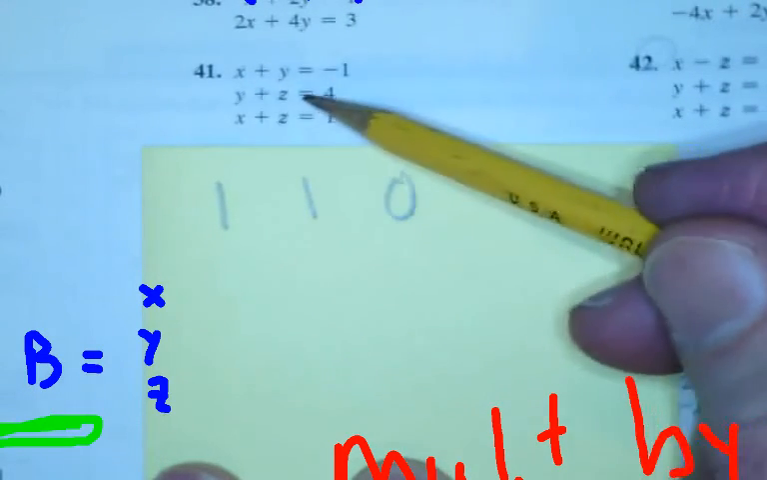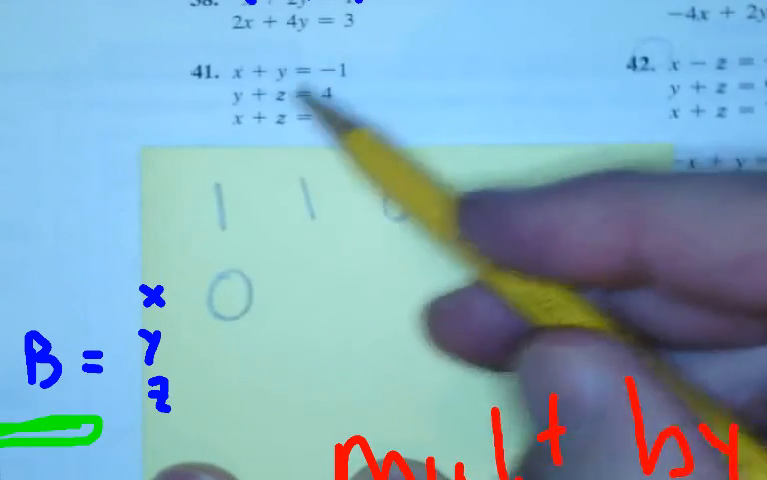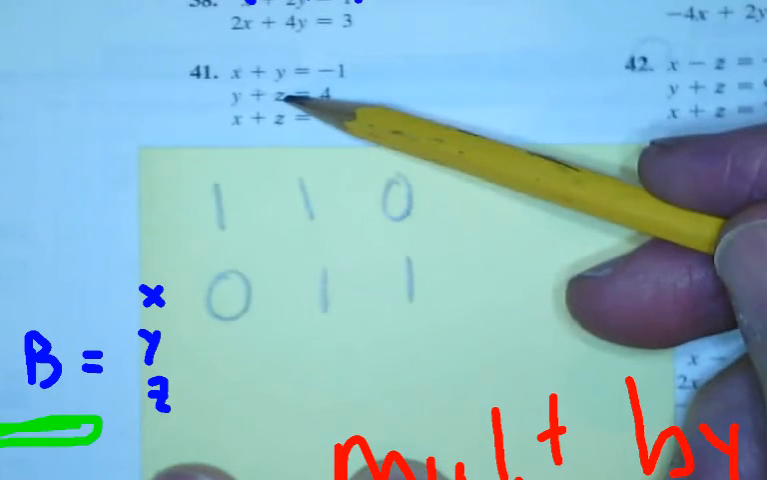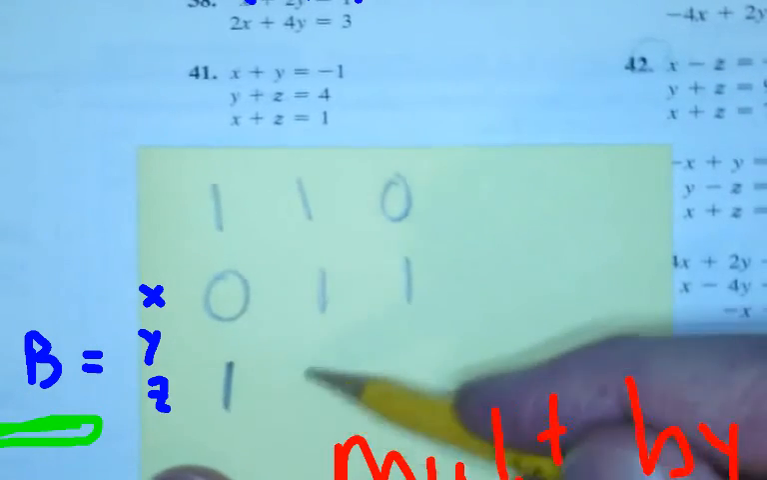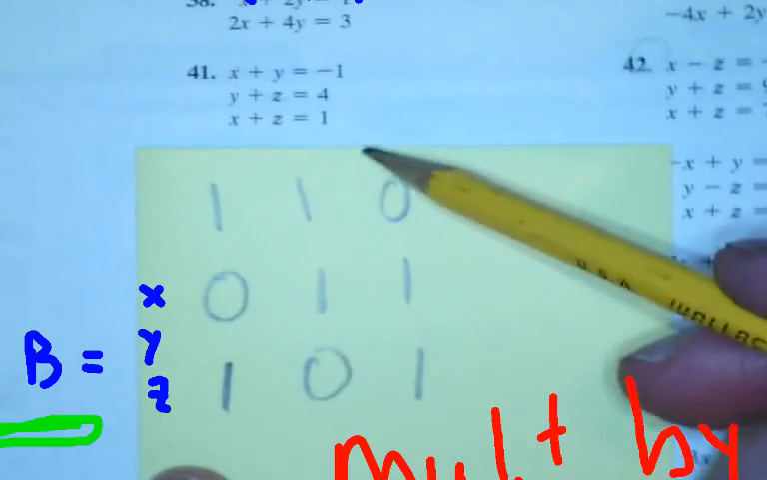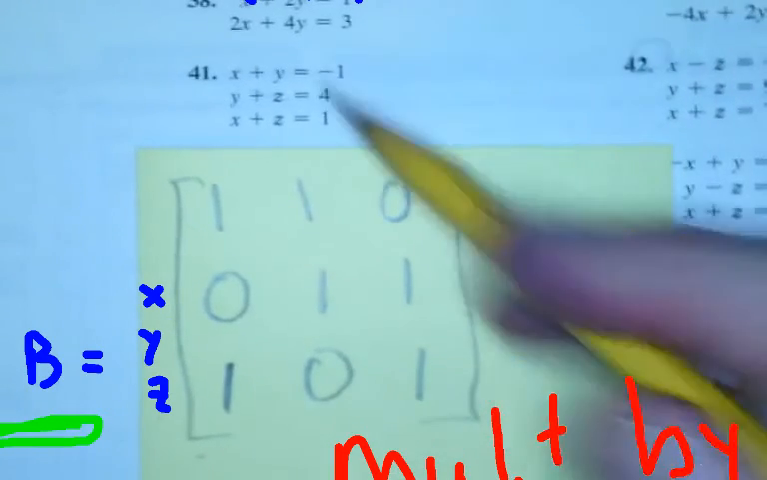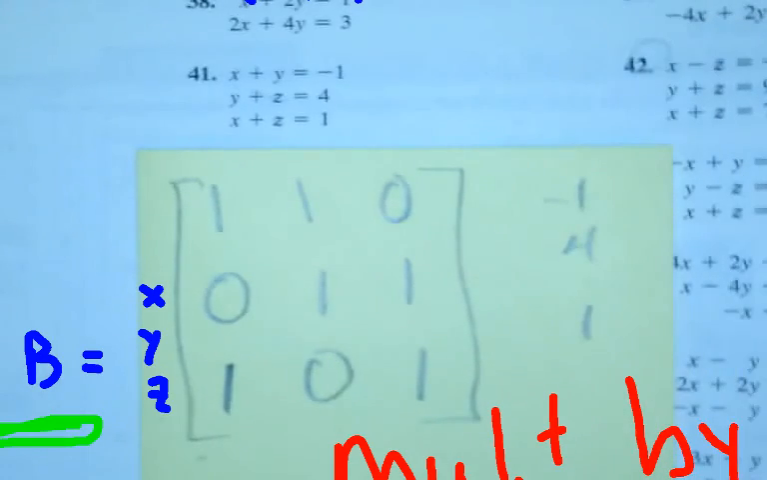Now look at this next one. It does not have any X's, but it has 1Y and 1Z, right? Oh, and look at this one. This one doesn't have any Y's, but it has 1X and 1Z, right? So this guy right here is matrix A. And then the answer matrix is just -1, 4, 1. And then we plug it in our calculator, and we are happy campers.